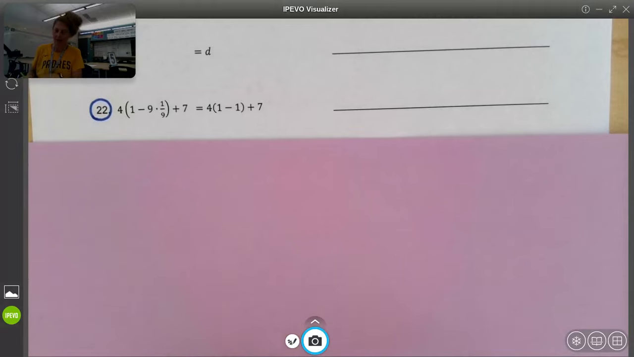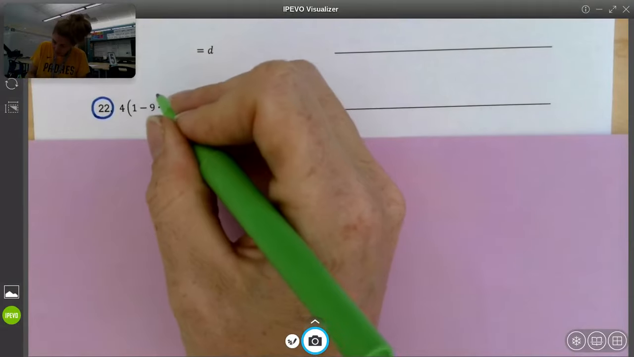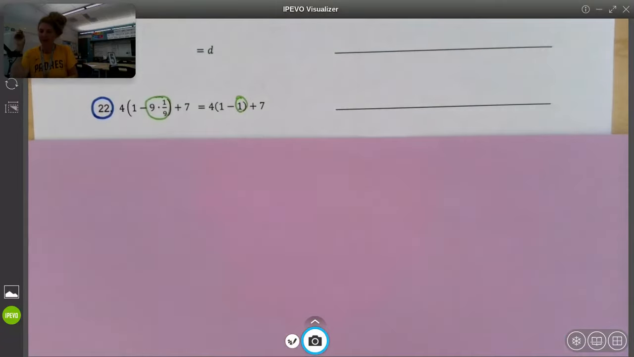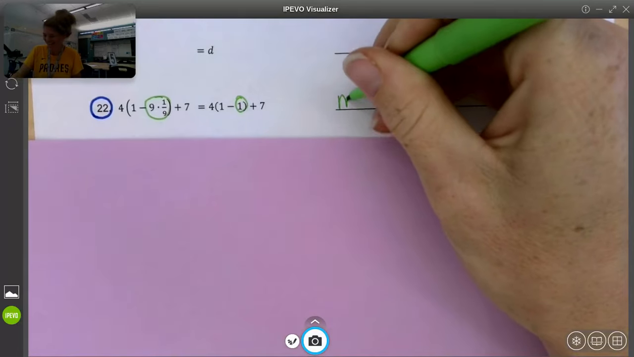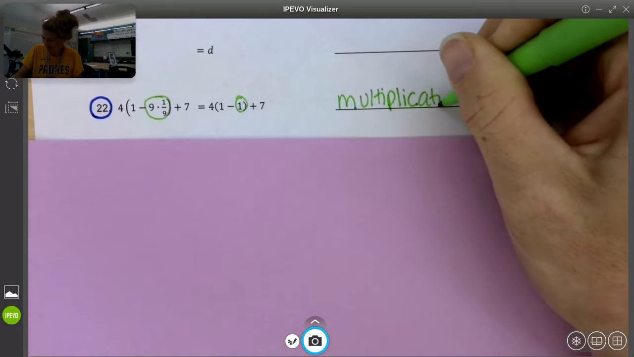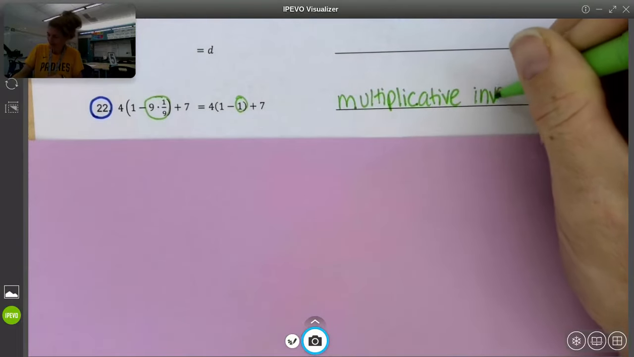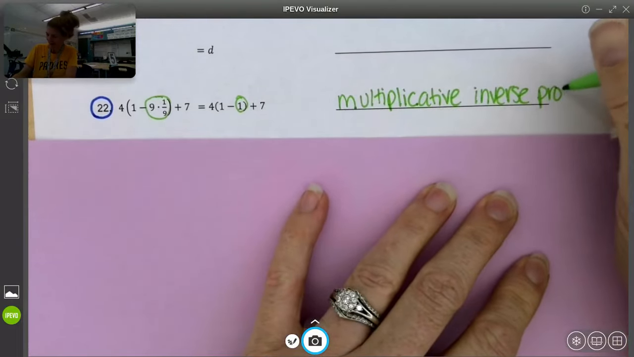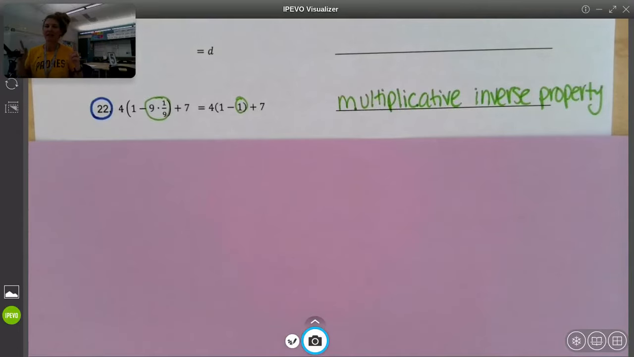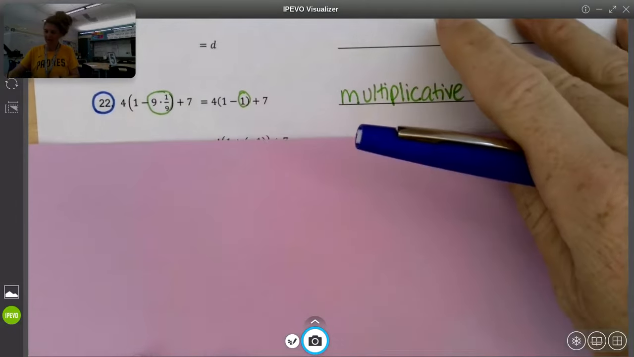Maybe you have to get closer to your paper to see. Oh, I see it. I see what happened. This multiplied together to make this. A number times its reciprocal made 1. Multiplicative inverse property. Jinx. Multiplicative inverse property. And maybe you said it was the inverse property of multiplication. Tomatoes, tomatoes. Okay, let's take a look at the next one.